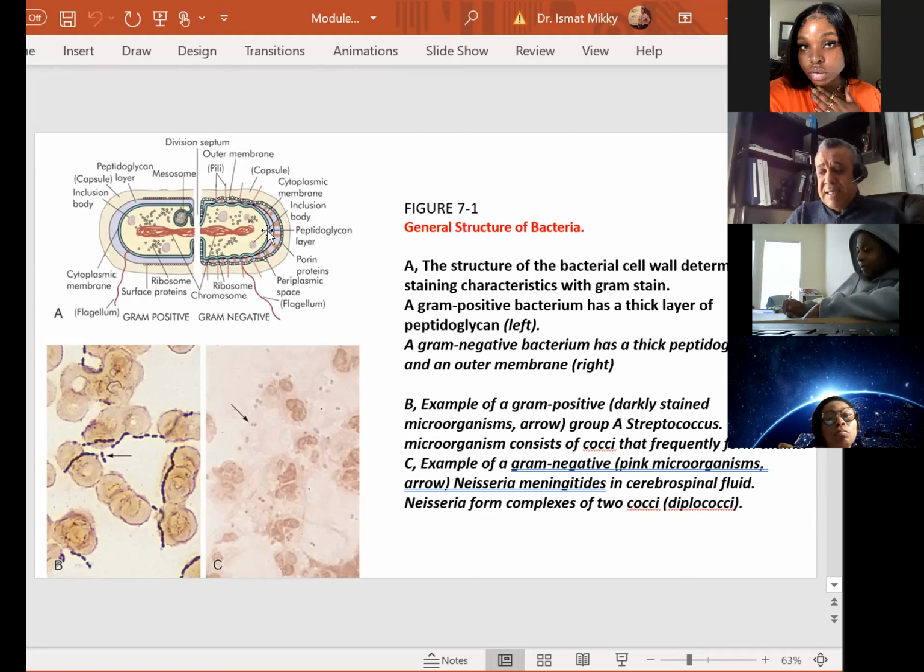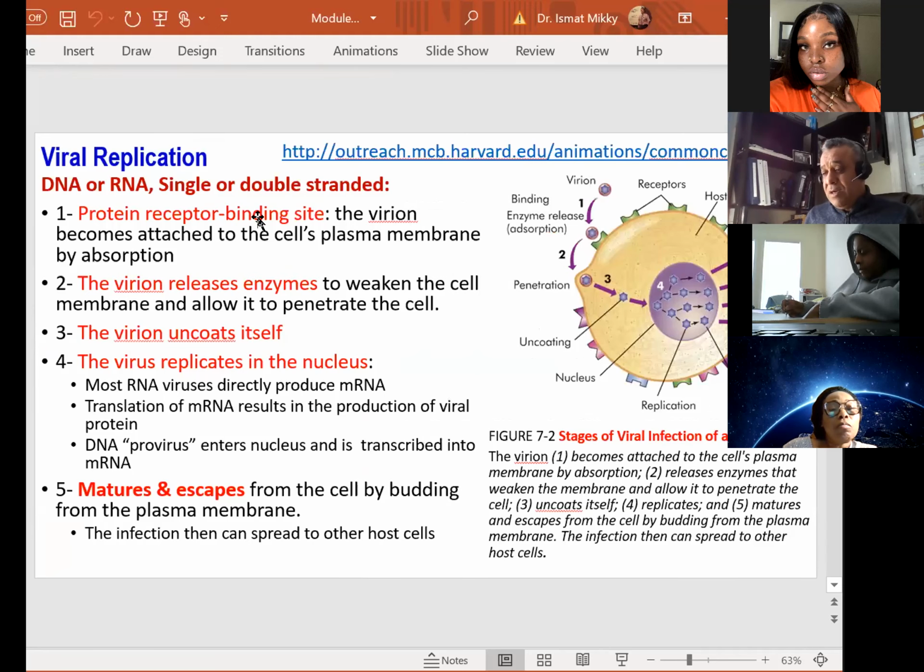And the one on the right here is the gram-negative bacteria. It has the same thick layer, but it also has an outer layer. So it has an additional layer on top of that thick layer, which makes gram-negative bacteria more difficult to treat than gram-positive bacteria. That's one of the reasons why gram-negative bacteria are more difficult to treat with antibiotics. There are antibiotics, but it's just more difficult than with the positive ones.